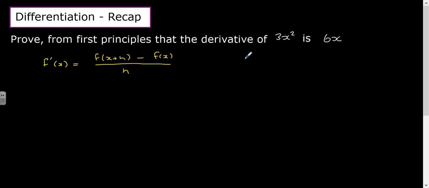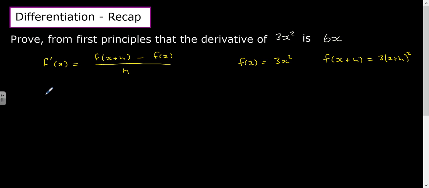So in our function, our f of x is 3x squared from the question, okay? And we also need to know what f of x plus h is. Now, if we look at f of x for a second, we take whatever's in the bracket, and that's what's being squared and then being multiplied by 3. So we apply that same rule, whatever's in the bracket is being squared and multiplied by 3. So we end up with 3(x plus h) squared.